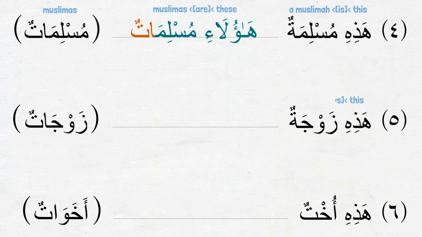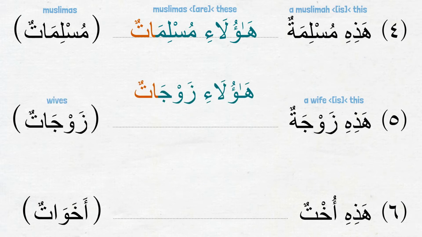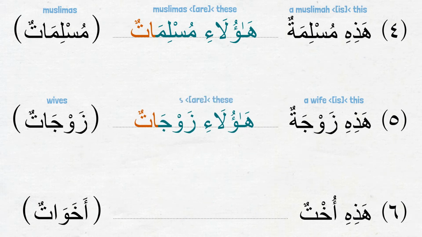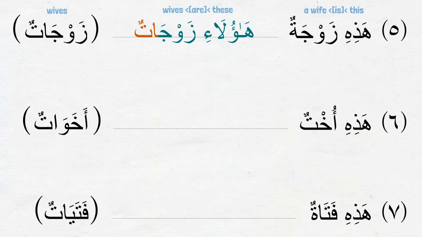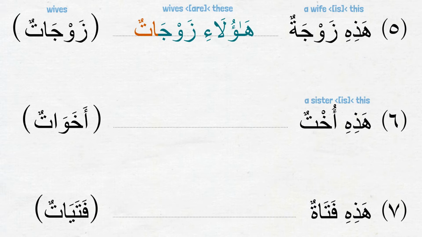Sentence 5. هذه زوجة. زوجة means a wife. So we can translate هذه زوجة as this is a wife. The plural of زوجة is زوجات. Our new sentence will be هؤلاء زوجات. These are wives. Sentence 6. هذه أخت. This is a sister. The plural form of أخت is أخوات.